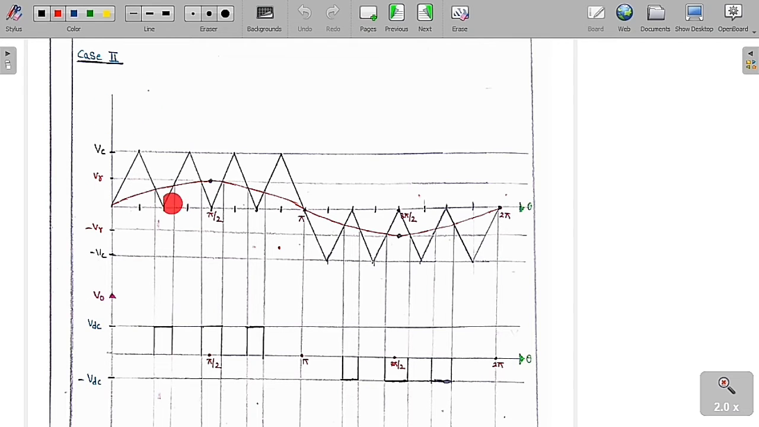Another case is here. Now here, same thing again, we are going to take the reference signal as a sine wave and the carrier signal as the triangular waveform. But the only difference is the initial value of the reference signal is 0 and the initial value of the triangular waveform is also 0. That is the important point that you need to note down. Then what is the equation that we are going to get?